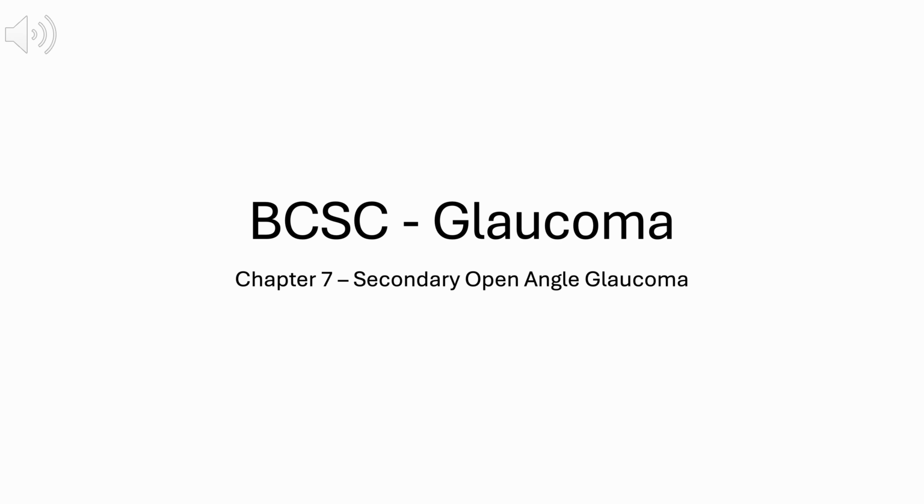In this chapter, we'll focus on secondary open-angle glaucoma, a group of conditions where the anterior chamber angle remains open but elevated intraocular pressure develops due to another underlying cause. These cases differ from primary open-angle glaucoma because the trigger is identifiable and treatment must address both the pressure and the root cause. Next, we'll review the key highlights of this topic.